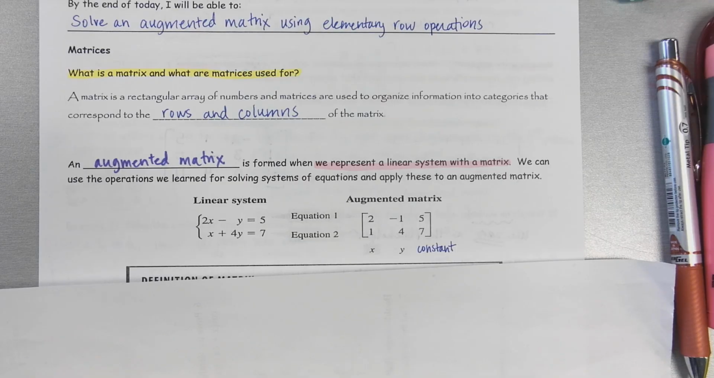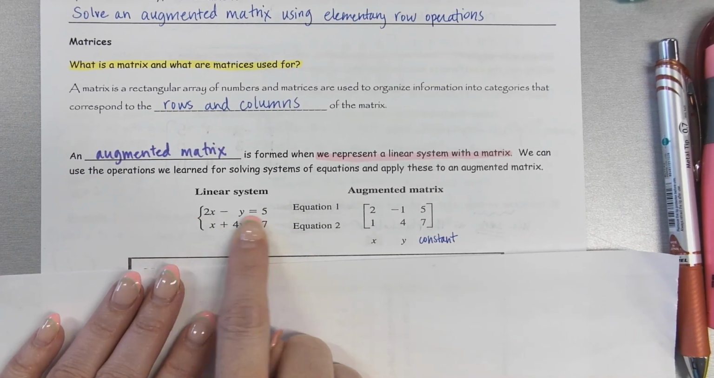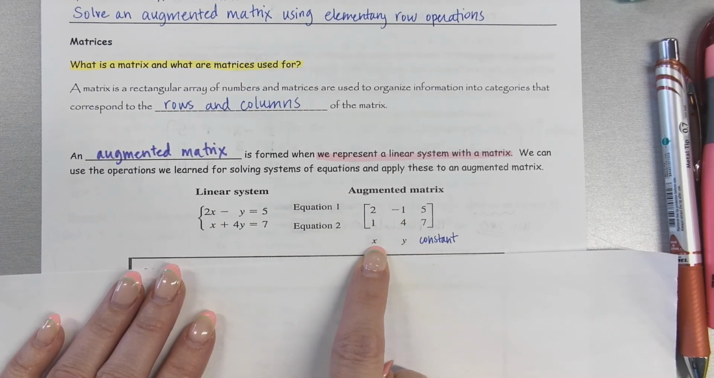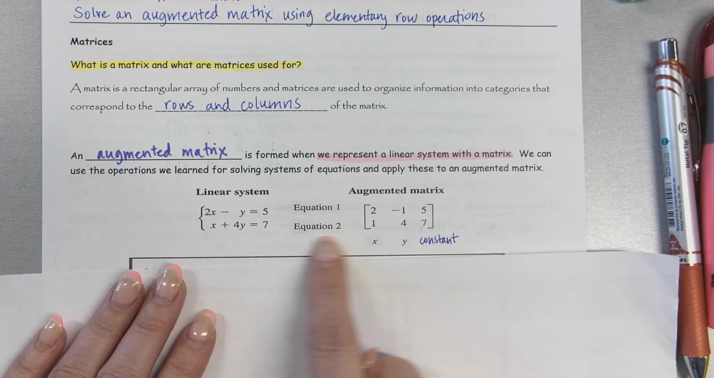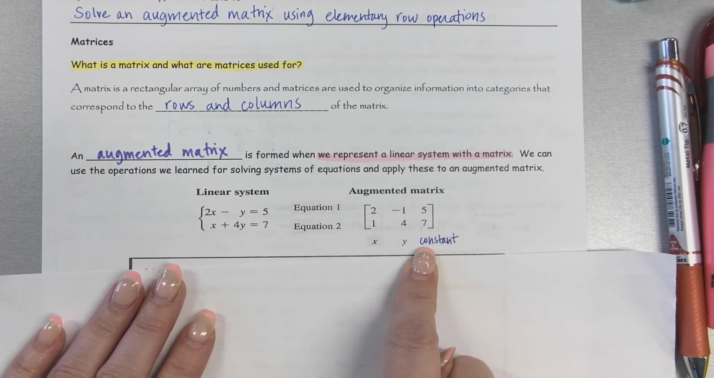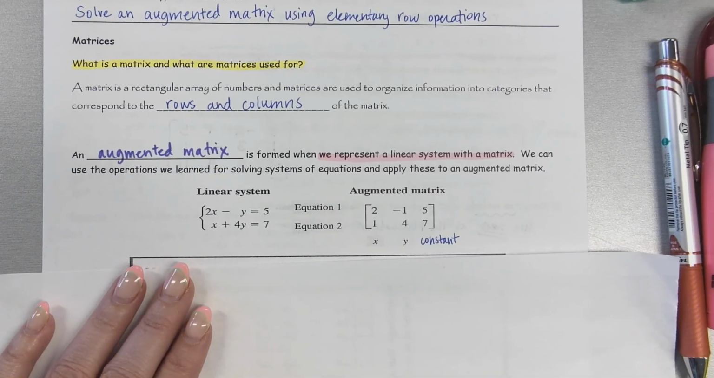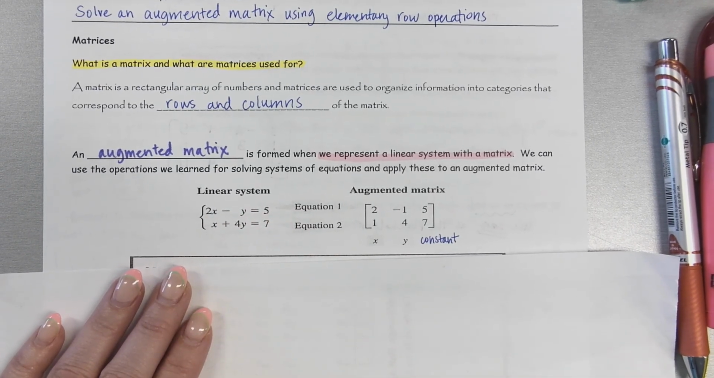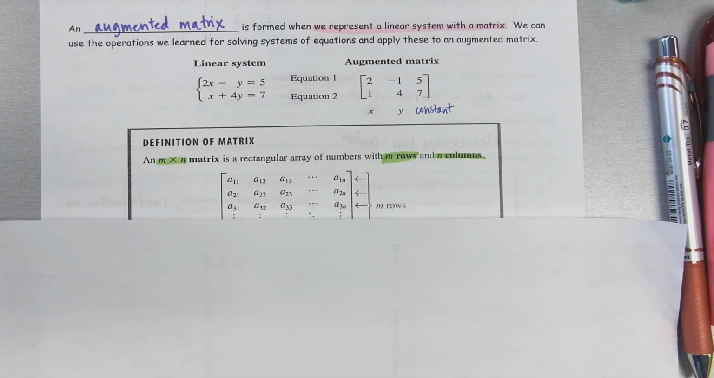Okay, so an augmented matrix, if you look at this linear system, you just take these coefficients. The coefficients of x are in the first column, 2 and 1. Coefficients of y, -1 and 4. And then the last column is going to be the constant term, 5 and 7. Generally, we write them in rows. We'll do 2, -1, 5, 1, 4, 7. Okay, so that's how we're going to be using what is called the augmented matrix.